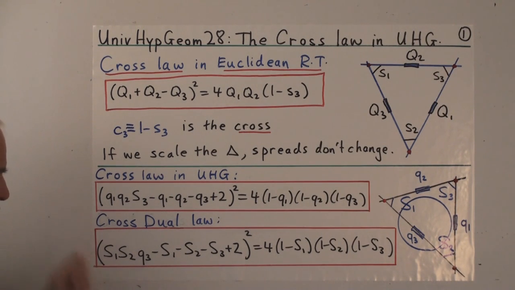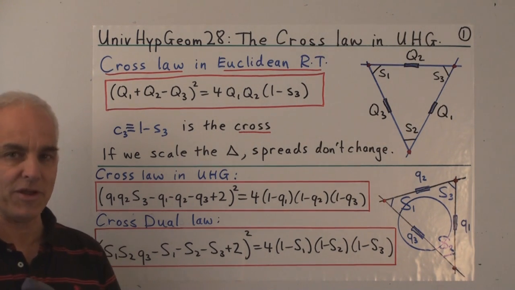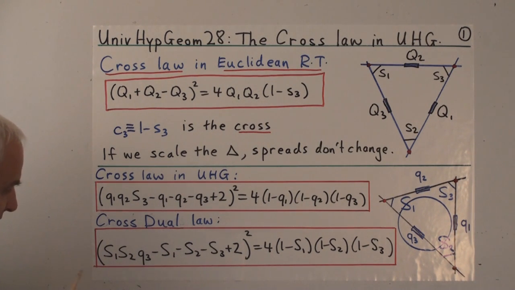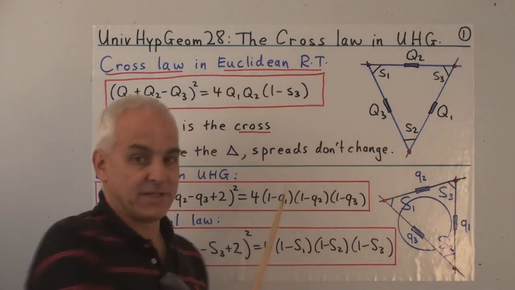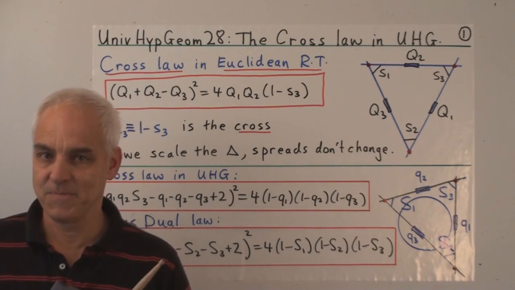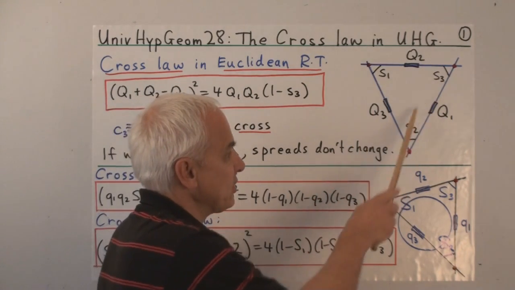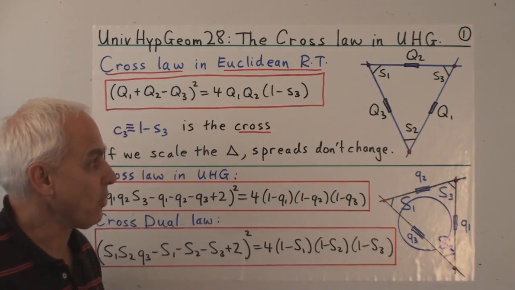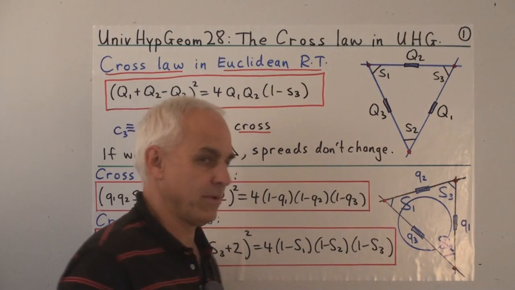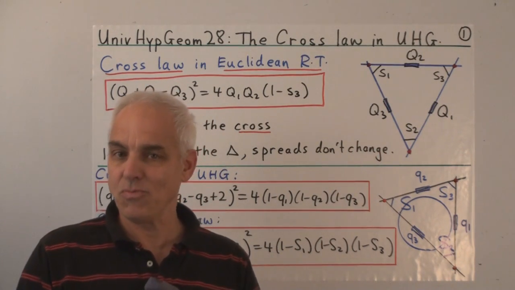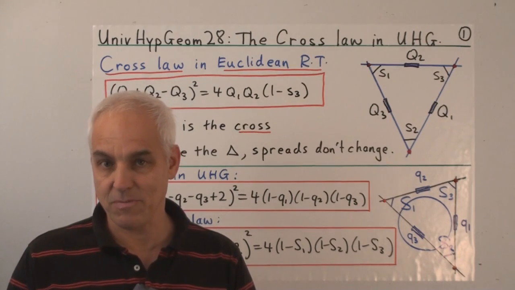And the presence of this dual law is very interesting because it's telling us that if we know the three spreads, S1, S2, and S3, then we can solve for q3. At least we get a quadratic equation for the quadrances. So this is a very different situation from the Euclidean case. If you know the three spreads of a triangle, then you don't know what the three quadrances are, because you could multiply any one solution by factors, by scaling.